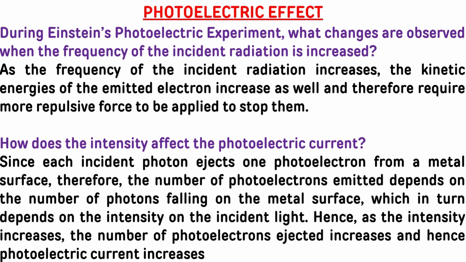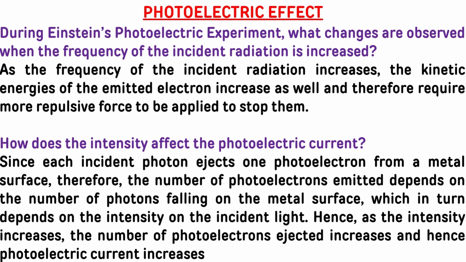Photoelectric effect. During Einstein's photoelectric experiment, what changes are observed? The frequency of incident radiation is increased. As the frequency of incident radiation increases, the kinetic energy of the emitted electrons increases as well, and therefore more repulsive force is required to stop them.